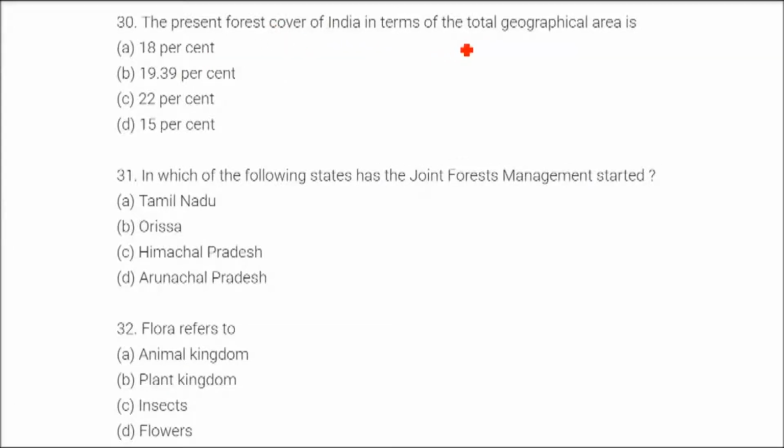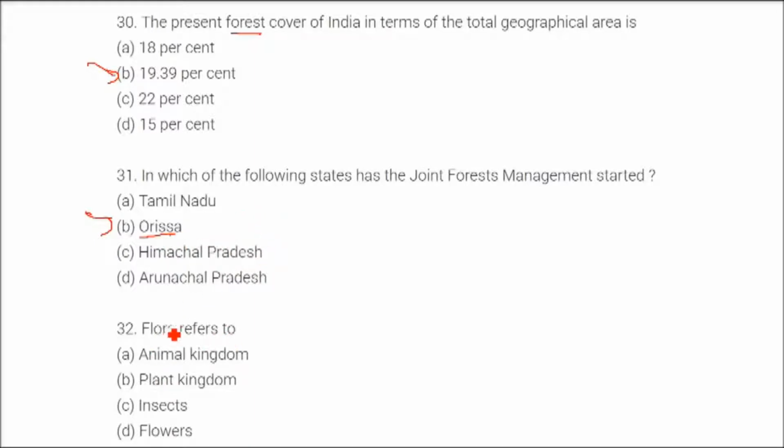The present forest cover of India in terms of total geographical area is, again the same question has come. So we have to see which is the best one we can answer. The answer is 19.39%. In which of the following states has the joint forest management started? And the answer here is Odisha.